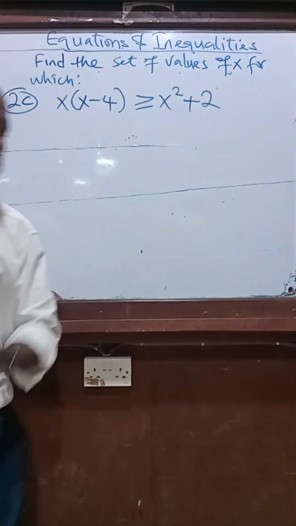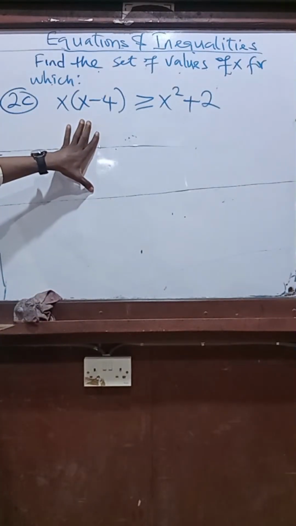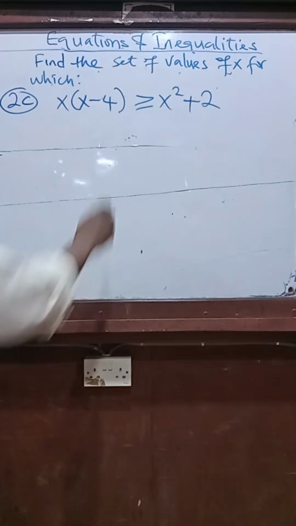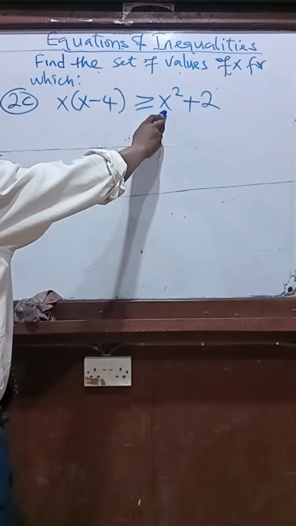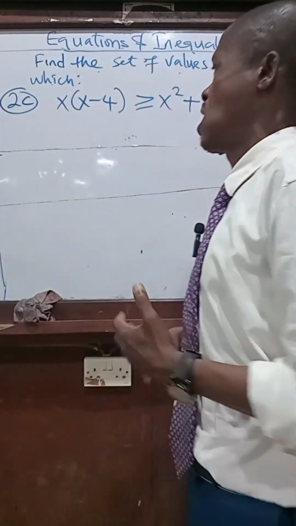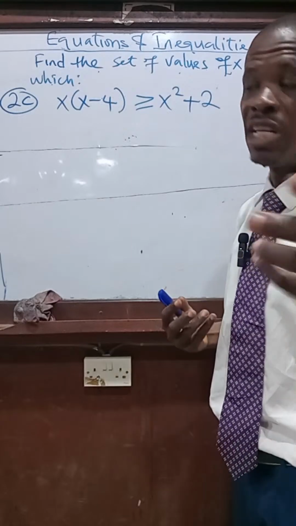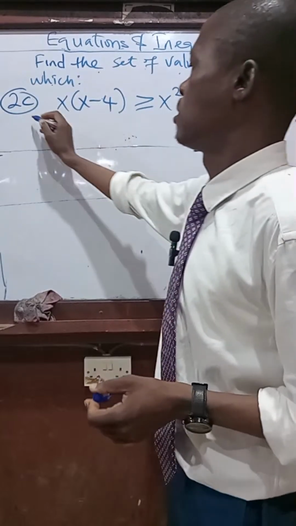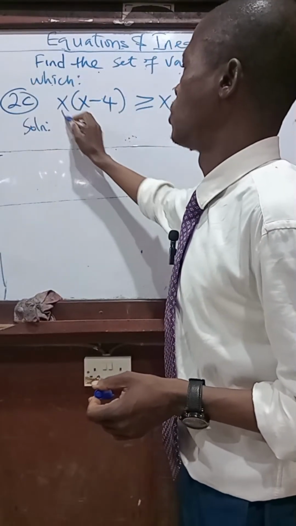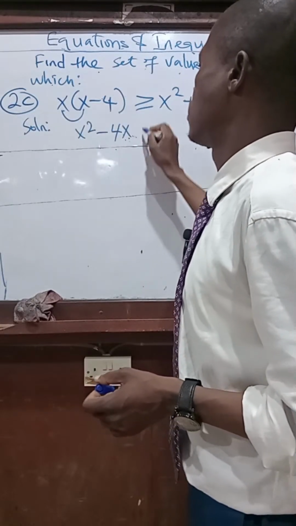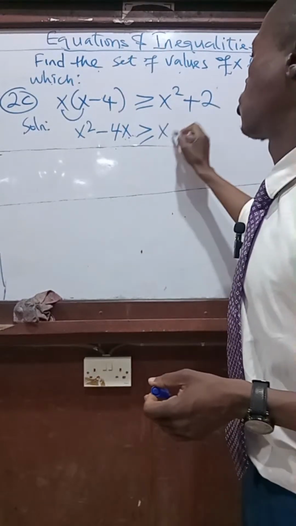Welcome. We have this question. We want to find the values of x. This is x times x minus 4 greater than or equal to x squared plus 2. Okay. So that's what we have in this case. And what we are going to do is to do the expansion. Okay. And that will be what? That will be equal to this one times this one, that's the x squared. This one times this one, that's minus 4x greater than or equal to x squared plus 2.